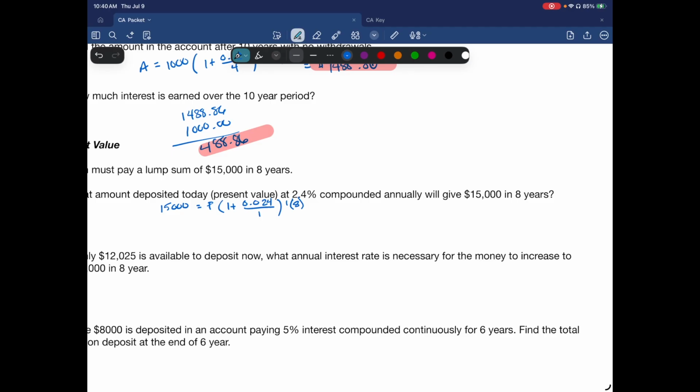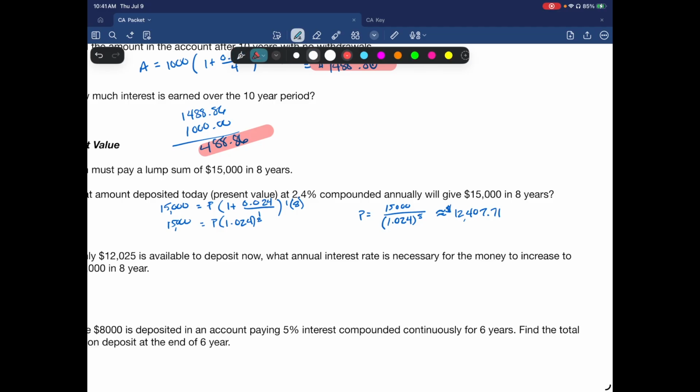And the inside is going to simplify. So we got 15,000 equals P times 1.024 to the 8th power. Then you would divide, so P equals 15,000 over 1.024 to the 8th power. You put that in your calculator, and you would get approximately 12,407.71.